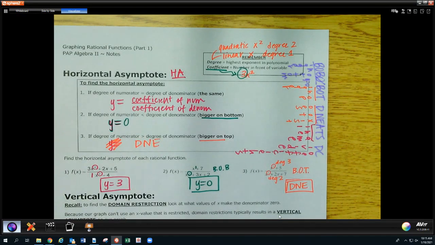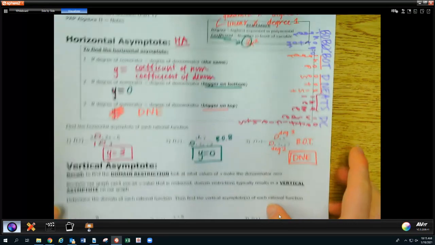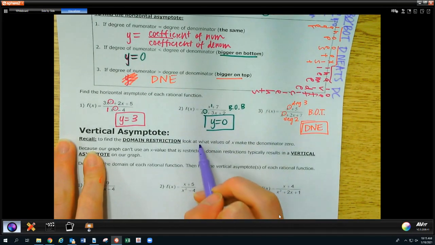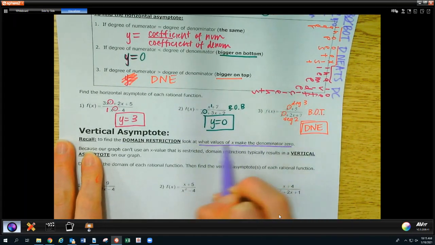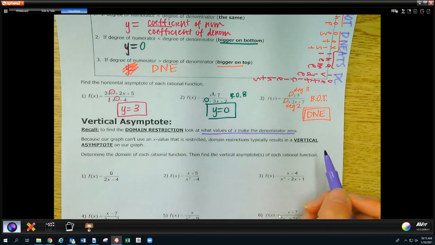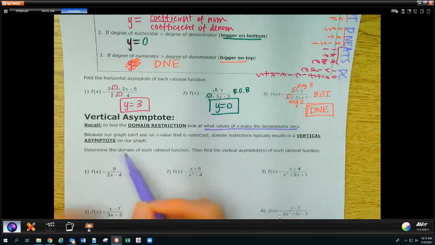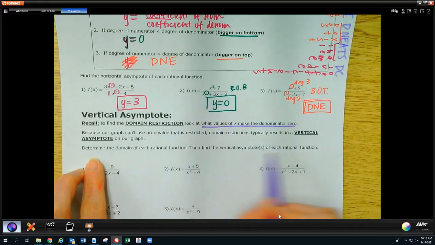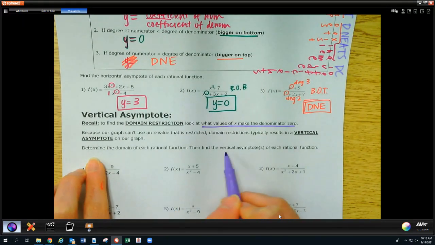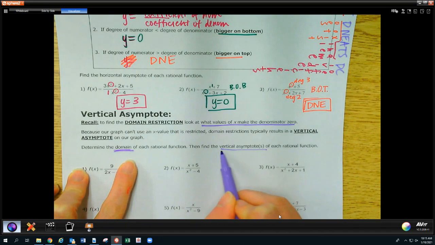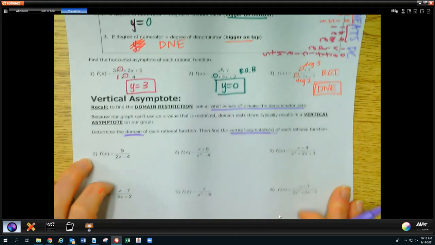Okay? And so for vertical asymptotes, it's the same way we find our domain restrictions. You're looking for what values of x makes the denominator equal to 0. And so if you want to find the vertical asymptote, you just set the denominator equal to 0. And so we're going to determine the domain of each rational function, then find the vertical asymptotes of each rational function. So find the domain, which we've done before, and then find the vertical asymptotes. We're basically finding the same thing.